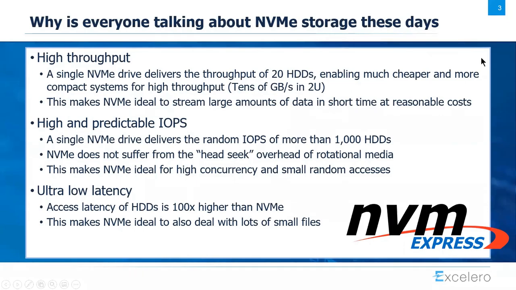And the third important thing is the latency. NVMe drives, compared again to spinning disks in numbers, have only 1/100th of the latency for access of a classic spinning disk. That means for NVMe drives, we're talking about microseconds, while for spinning disks, we're talking about milliseconds to access a random block on the drive. So this makes the NVMe drives also ideal to deal with lots of small files, for instance.